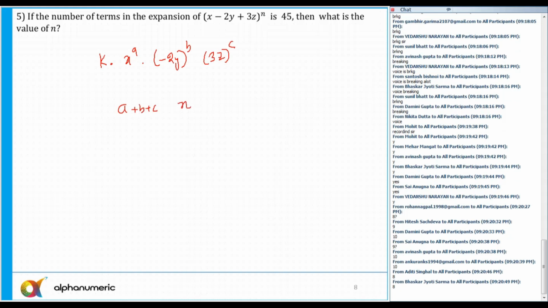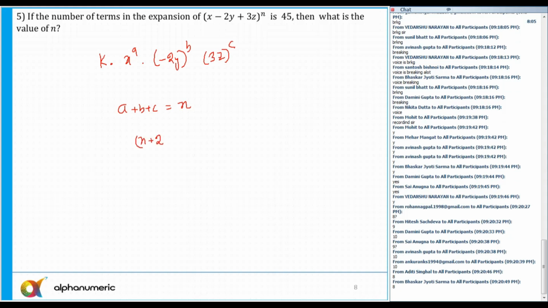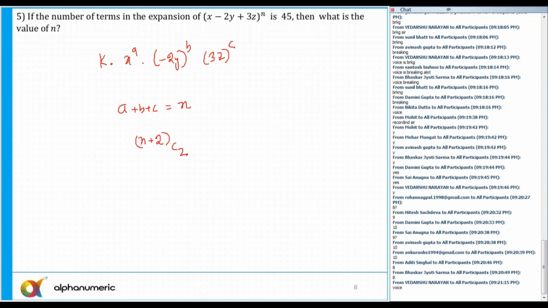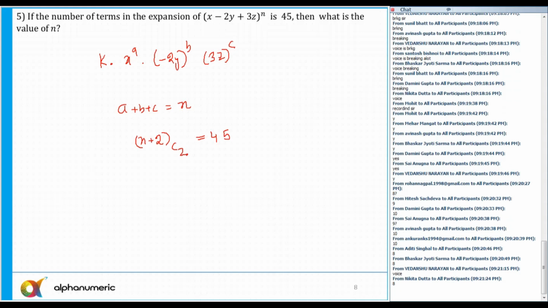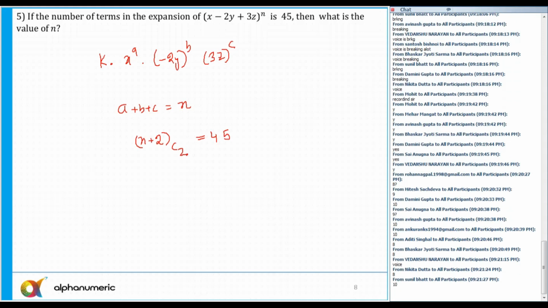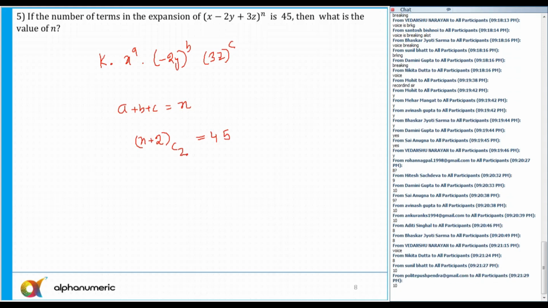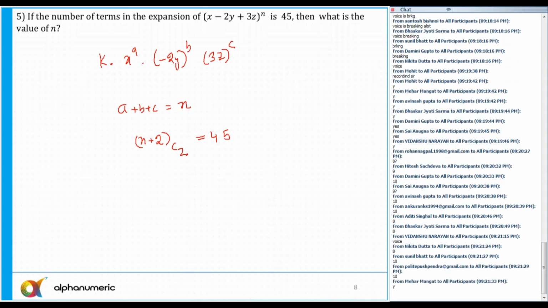So what is the number of non-negative integral solutions? I can say that is n plus 2 c2. So n plus 2 c2 is equal to 45. I think we all know that 10 c2 equals 45. We have solved so many questions. We know that 10 c2 is always equal to 45, isn't it?